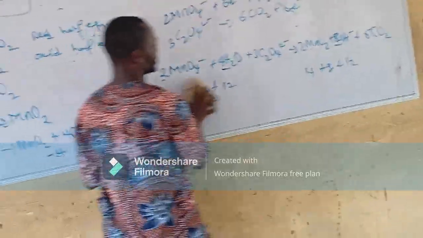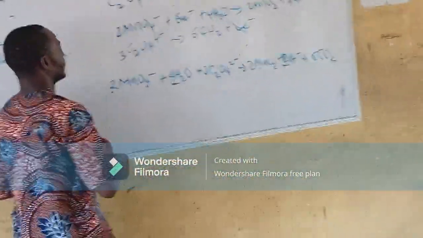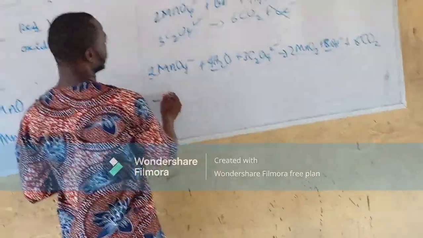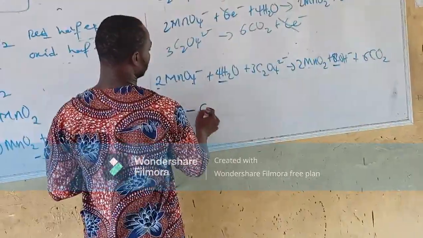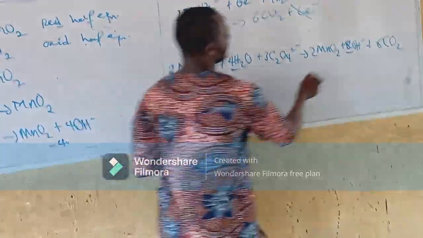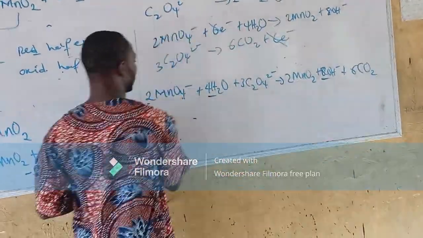Let's now check the charges. 2 times minus 1, minus 2, plus 0. Then we have minus 6. We have minus 8. We have 8 OH minus. Everything is balanced.